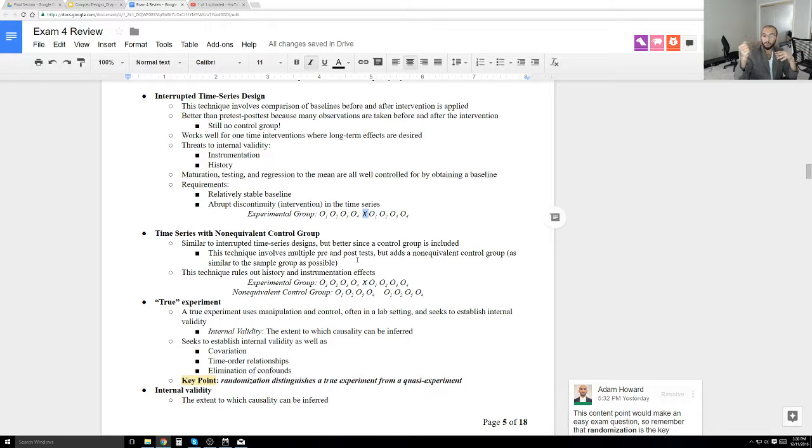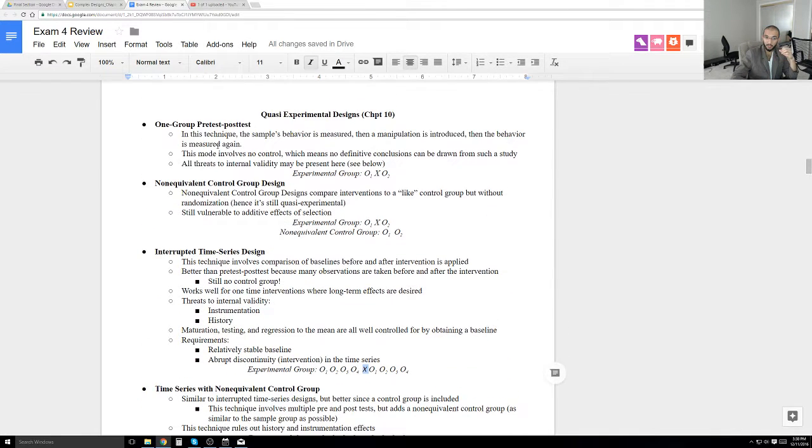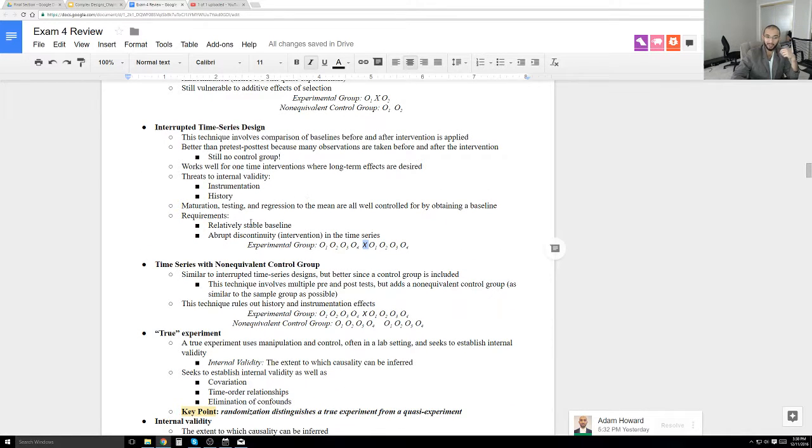But we add a non-equivalent control group, similar to how we added a control group to the non-equivalent control group design to delineate between these two. We add a control group to delineate between these two modes as well. We want the control group to be as similar to the sample group as possible, even though it's non-equivalent. And this technique rules out history and instrumentation effects because of the control group.